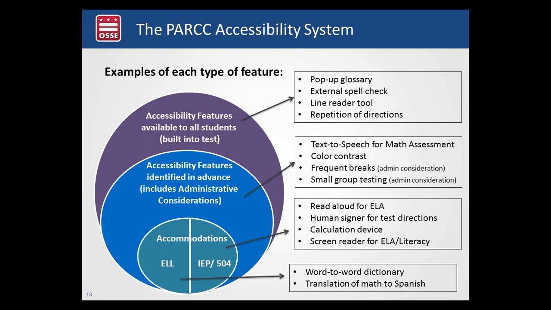Another assessment might limit it to just students with disabilities, and so you need to make sure that it's documented on the IEP, because that says the student has a right to have that feature available on any assessment, whether or not it's called an accessibility feature or an administrative consideration or an accommodation or a universal design feature.